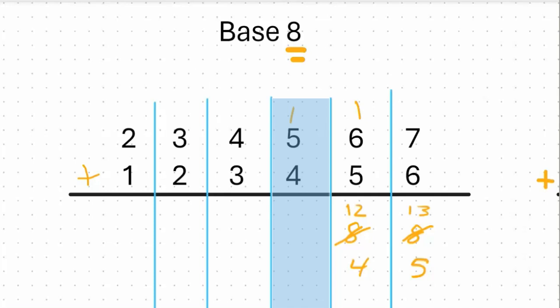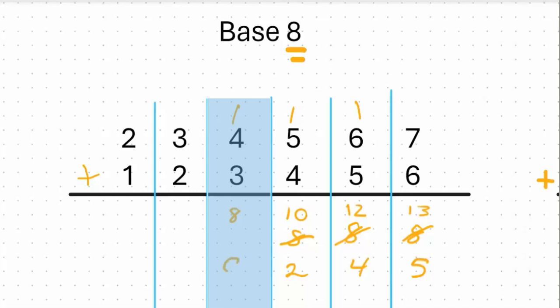In our next column, we have 9 plus 1, 10. So we have 10. Can we get an 8 out of that? Yes. What's left over? 2. What are we going to do with this 8? We're going to carry that. 4 plus 3 is 7, plus 1 is 8. Well, 8 is kind of a magic number because that is our base. 0 remainder, go ahead and carry that.